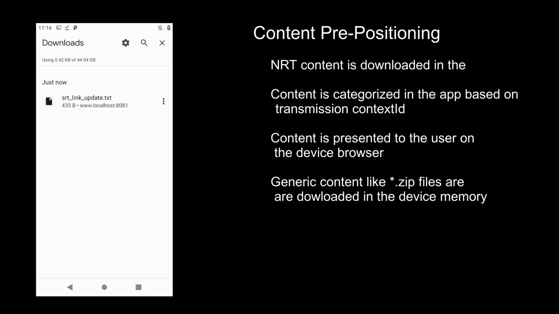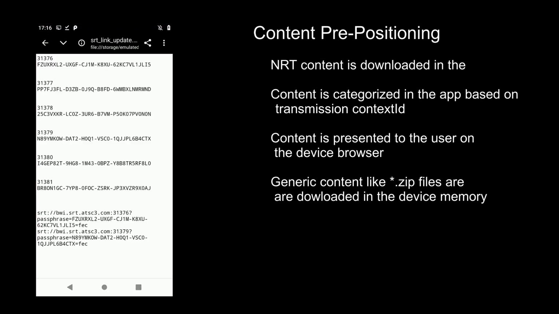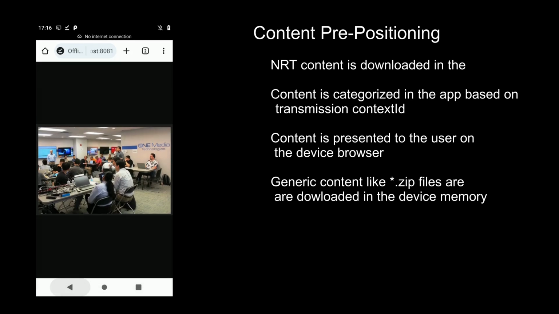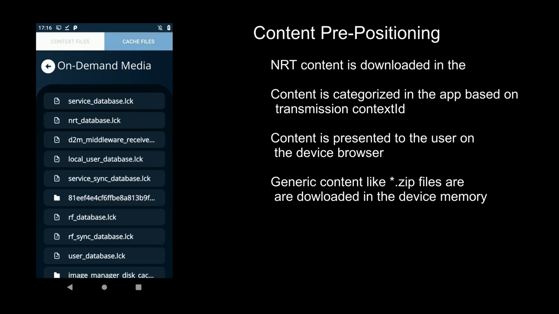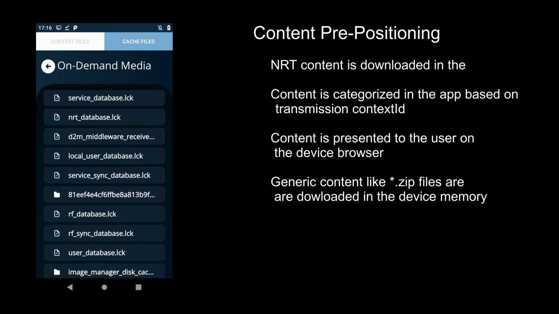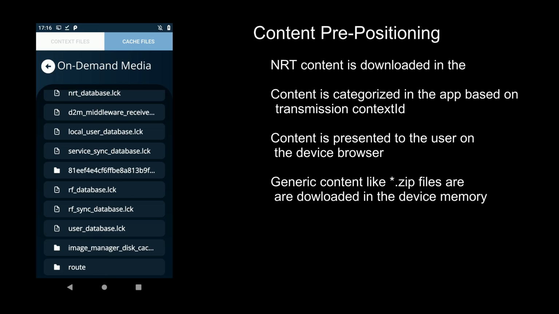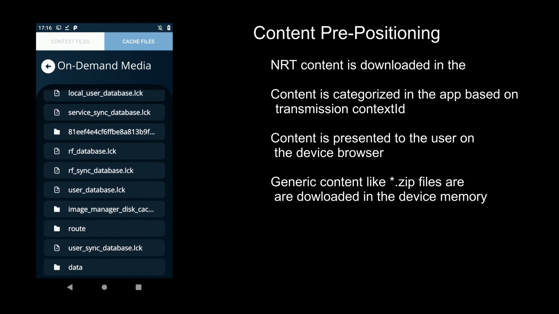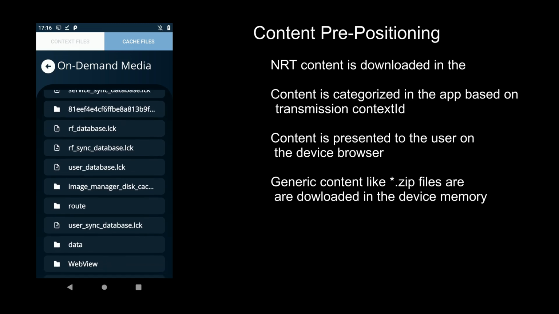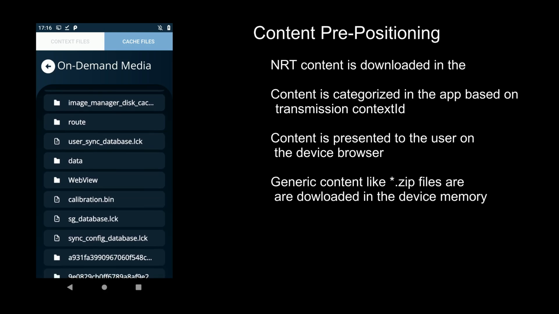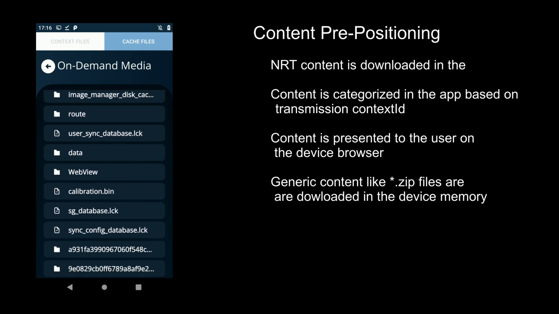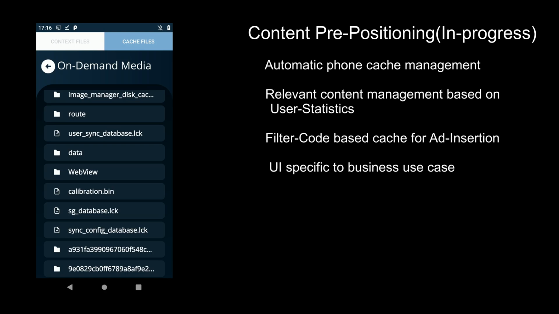If the file is not supported by the browser, something like a generic file, then it will be downloaded through the browser and other relevant applications can access those files directly from the device storage. We also have cache management in our application where we can see all the metadata that is received for each service, whether AV service, audio only, or NRT service. This is useful in development and the initial days of rollout, while we develop a business case around content pre-positioning.